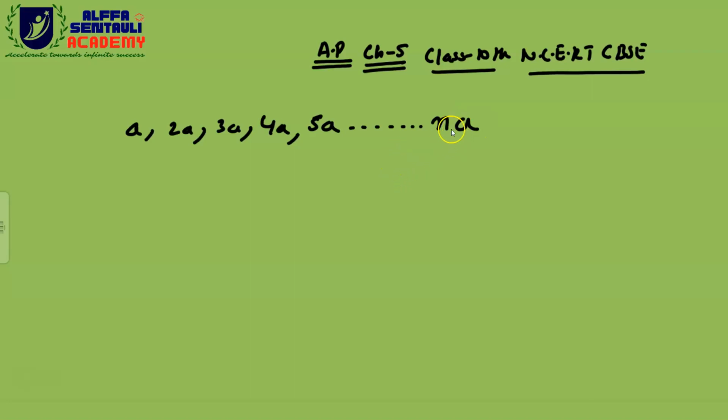Whatever number of terms we are choosing, let's suppose you are taking n as 100. So the last term will be 100A. Correct. Now let's suppose I'm writing like this: A, then 3A, then 5A, 7A. So what should be the next term?